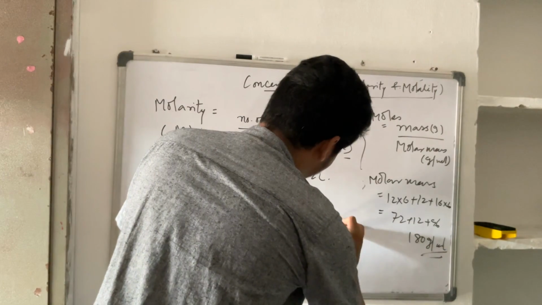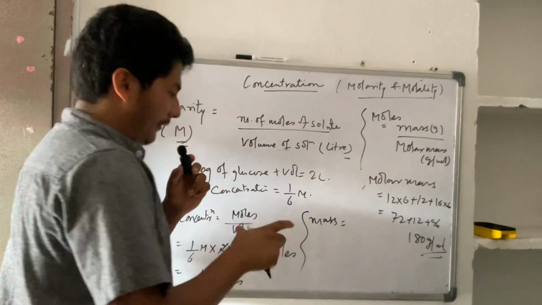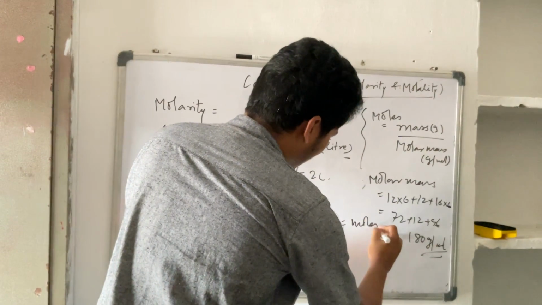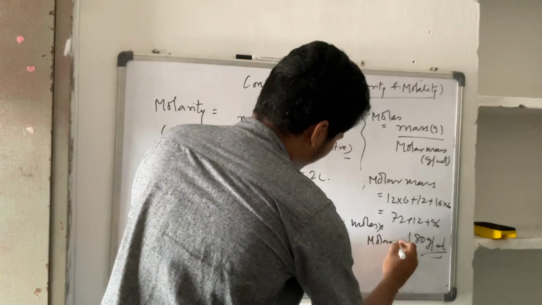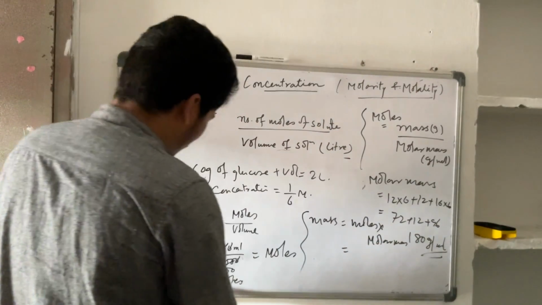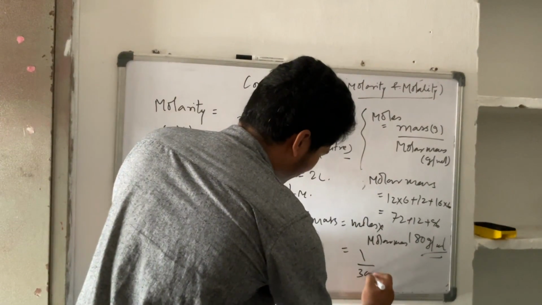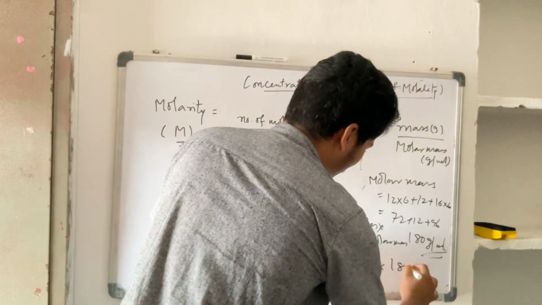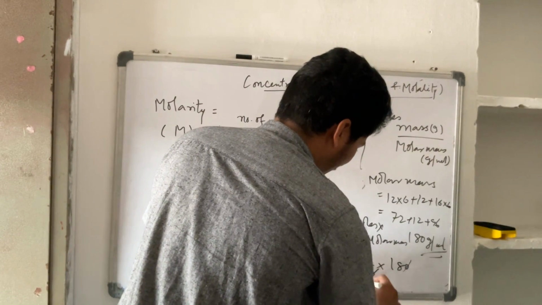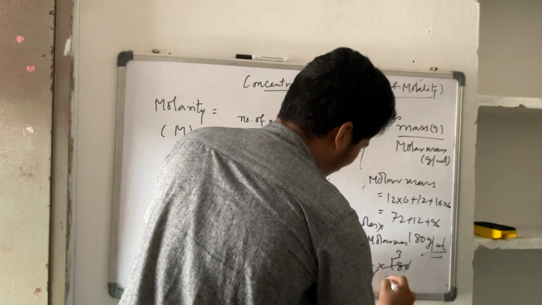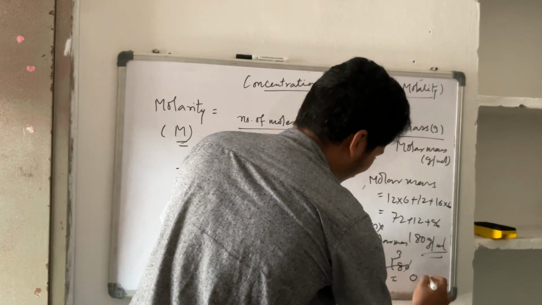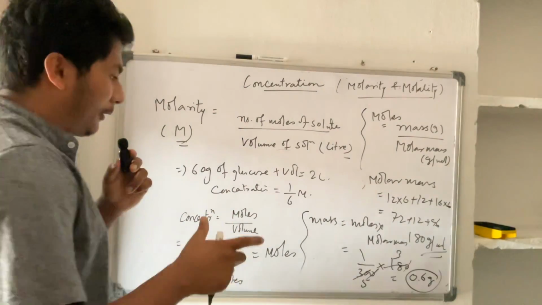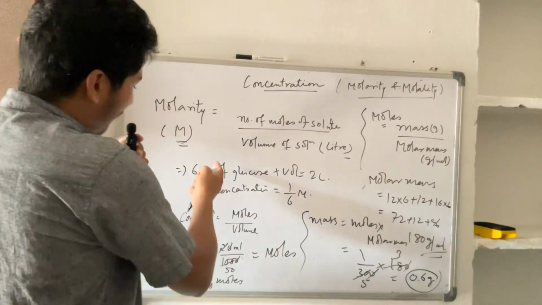Now you need to calculate the mass. So how many grams of glucose were there in 20 ml of solution? To calculate the mass, you take the number of moles and multiply with the molar mass. The number of moles you got is 1 by 300, into the molar mass, which we calculated as 180 grams per mole. So the 100s cancel, and you get 3 by 5 grams. It means 0.6 gram of glucose is present inside that 20 ml of solution which we have taken out of the solution we have prepared.